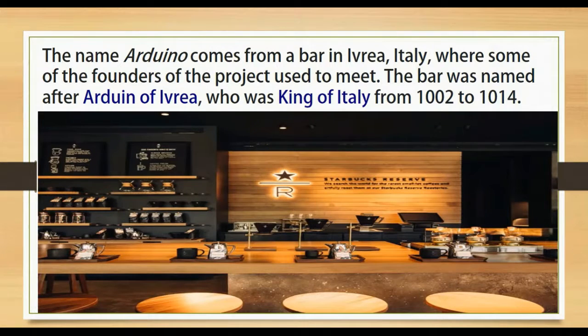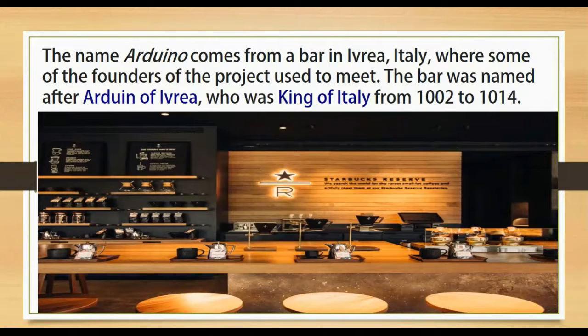So directly start with the Arduino. Where does the word Arduino come from? Actually, the word Arduino comes from a bar. Some of the founders of this project used to meet in that bar, and that bar is named after King Ardin of Ivrea, who was the king of Italy from 1002 to 1014. And after that particular king, this board was named Arduino. So that's the history behind the Arduino.